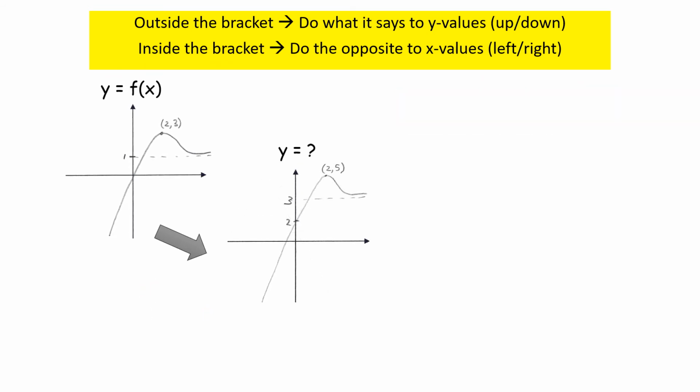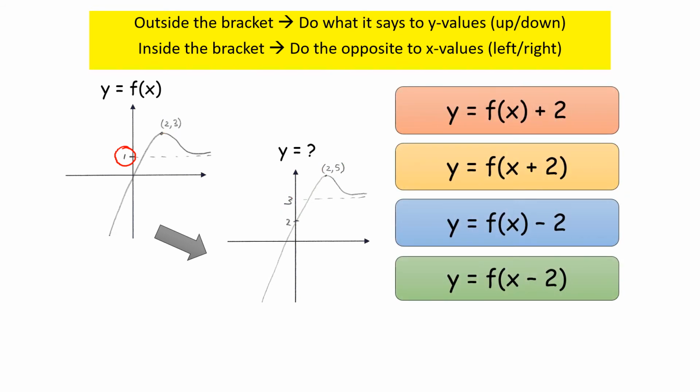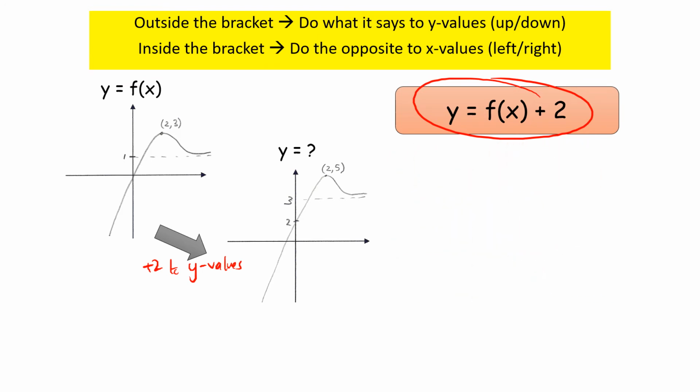Okay, last one I think. What's happened here? So our graph has gone up from 2,3 to 2,5. This dotted line's gone up from 1 to 3. Here are your options. Have a think about which one it could be. Well, it hasn't multiplied because to get from 3 up to 5, that's different than to get up from 1 up to 3. We've added 2 to the y values. Now, that's outside the bracket, do what it says. fx plus 2.